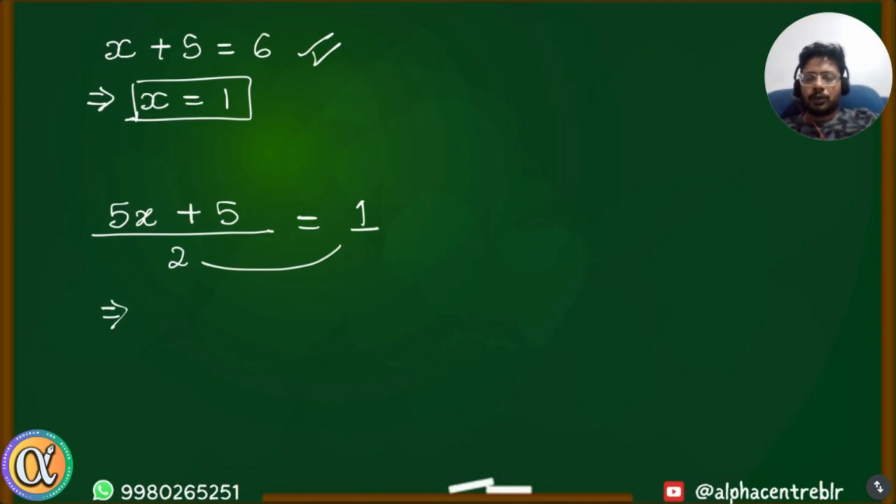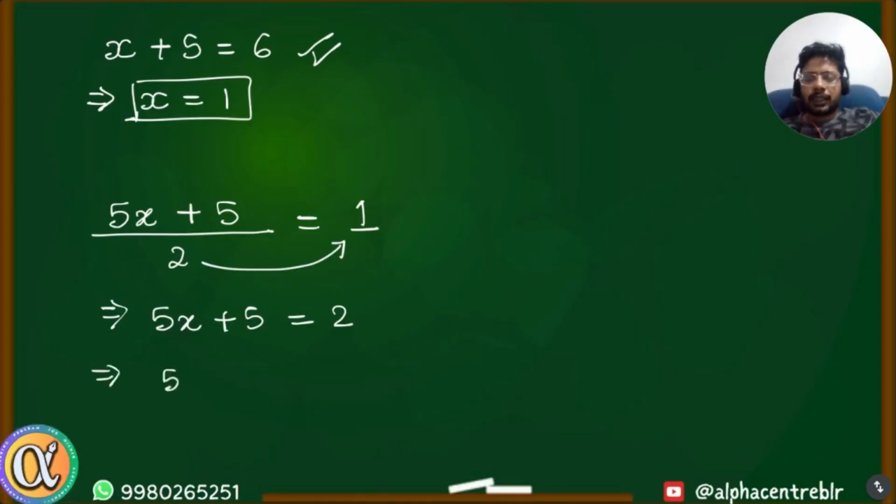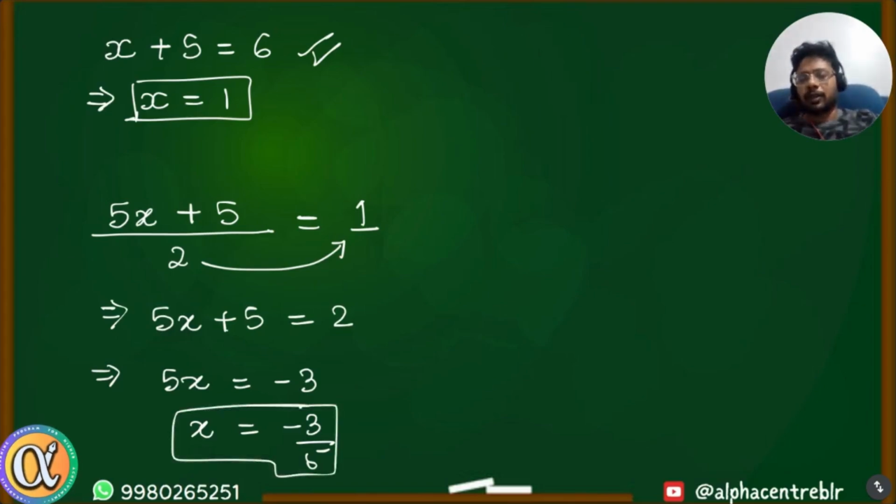So we take 2 to the other side. So we get 5x plus 5 is equal to 2. Then we shift 5 to the other side as a minus 5. So this becomes 2 minus 5, which is minus 3. And therefore x is equal to minus 3 by 5. So a linear equation in one variable has a maximum of one value of x, or whichever variable is given in the equation, which satisfies that linear equation.